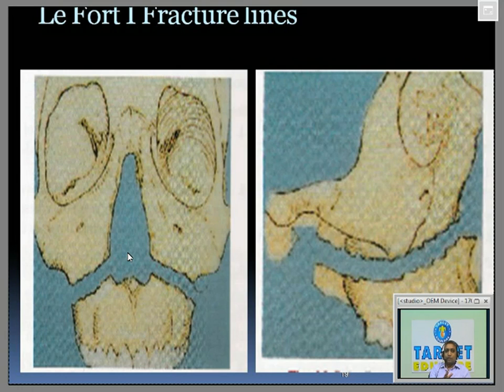Now sometimes Lafort-1 fractures may be associated with a mid-palatine split, and if you want to see the mid-palatine split on the radiograph, you have to take a true occlusal view of the maxilla. You have to take occlusal view of the maxilla. So this is all about the Lafort-1 fracture line.